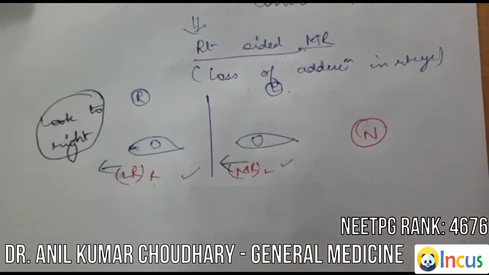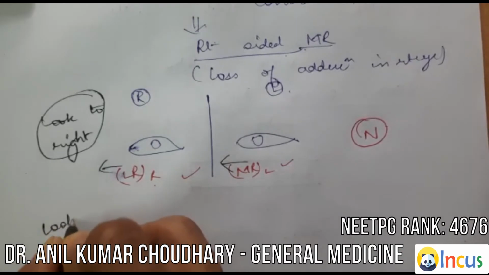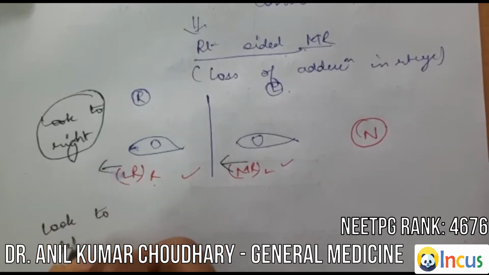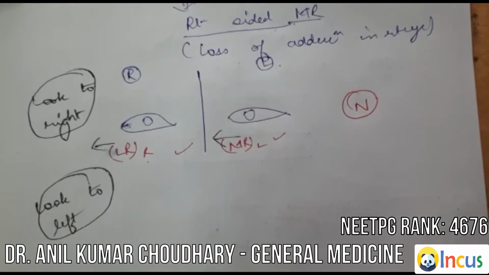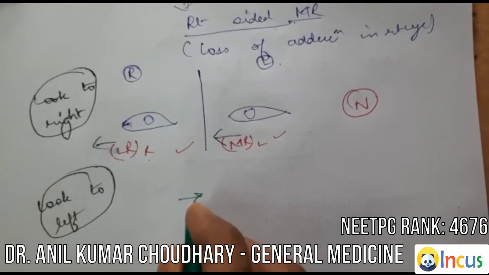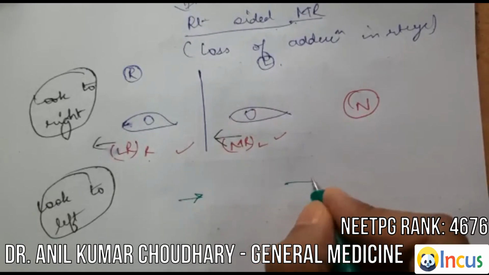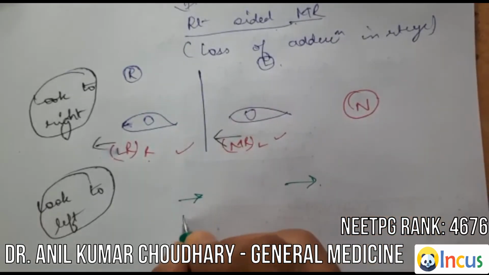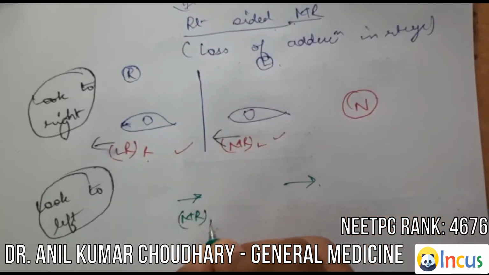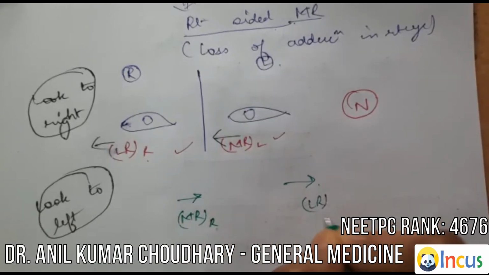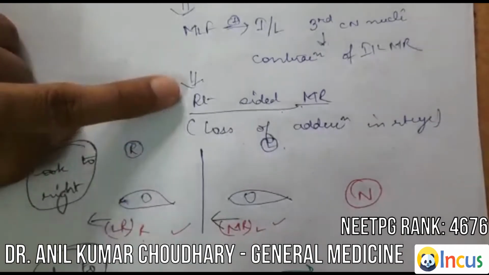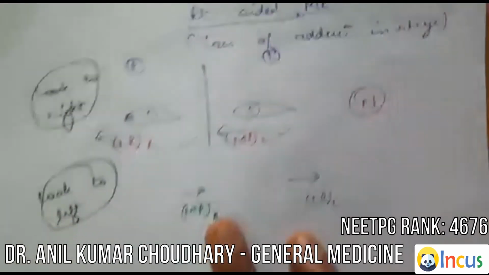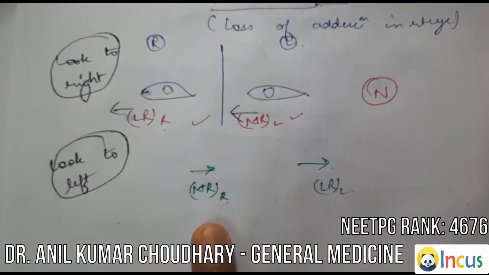Clear? Next is when you ask the same patient to look towards his or her left. What happens in this case is that the movement will be this side and this side. That means the medial rectus of the right eye must contract and the lateral rectus of the left eye must contract. We have already seen in our case that there was pathology of the right side medial rectus. So the right side medial rectus won't contract now.